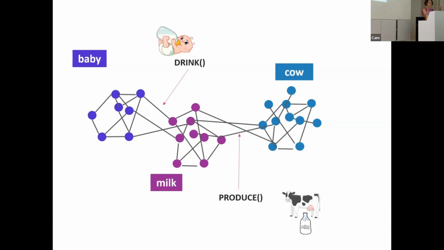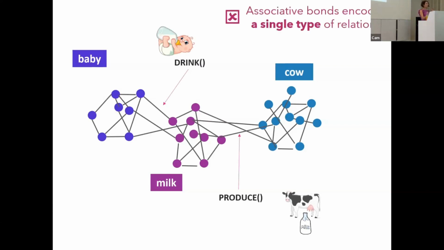But the nature of associations, the synapses on each side of the link, are exactly the same, whereas the relations those associations need to encode are completely different. It's a very simple thing, right? Associative bonds only encode a single type of relation, whereas in reality, you need to go beyond a simple association into something more complex that allows you to relate concepts in a much more refined way. Okay.